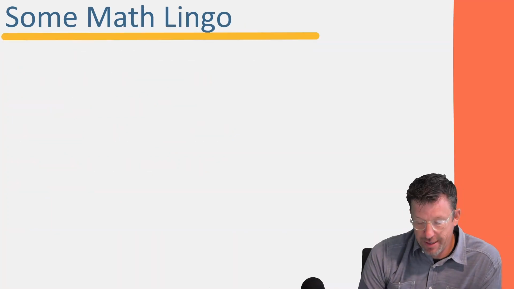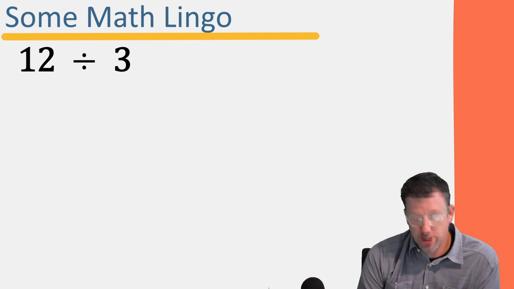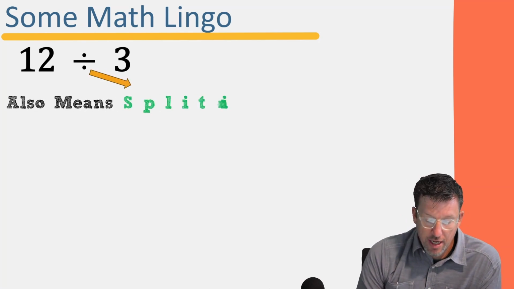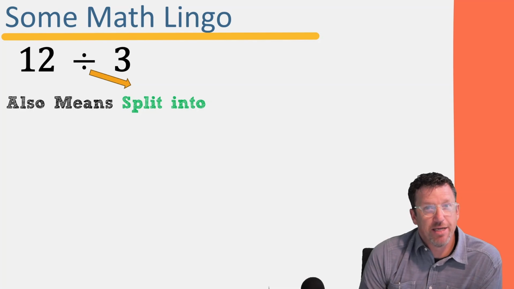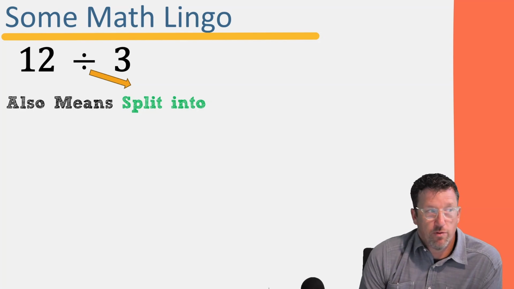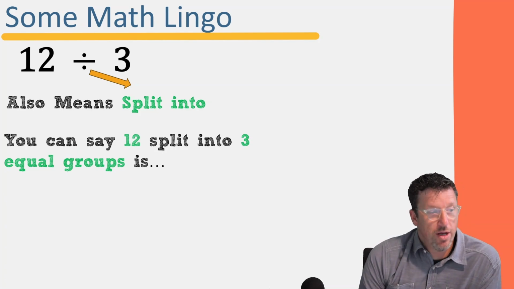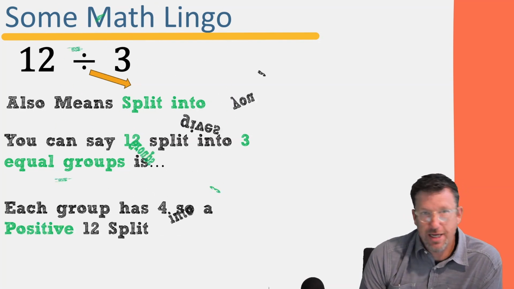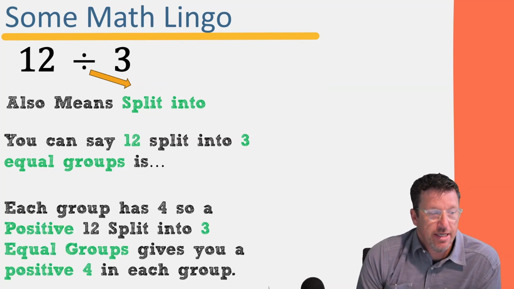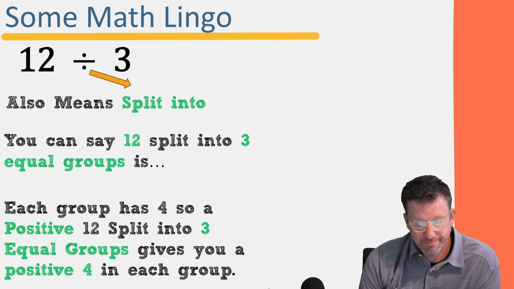Okay, so let's talk a little math lingo. If we have this, we would read this normally as 12 divided by 3. Let's just refresh. The division sign means split into. So when you're thinking about division, we always say 12 divided by 3, but what we're really doing is taking something and splitting it into groups, okay? So you could say 12 split into 3 equal groups is, and that will help you with understanding what we're trying to do with the problem. Each group has 4, so a positive 12 split into 3 equal groups gives you a positive 4 in each group. See what we're doing there?